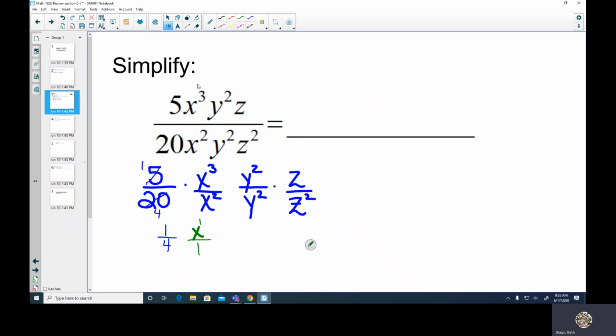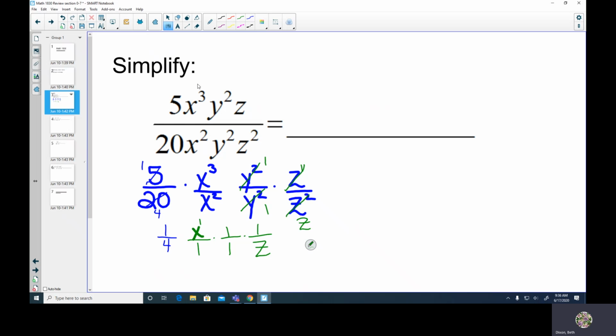With my y squareds, 2 minus 2, they would divide each other out because they're actually the same number. And any number divided by itself would be 1. So that would just be times 1 over 1. And the z, one of those z's would cancel out one of these. So we'd have 1 z on the top, 2 z's on the bottom, and one of those would cancel, leaving 1 over z.